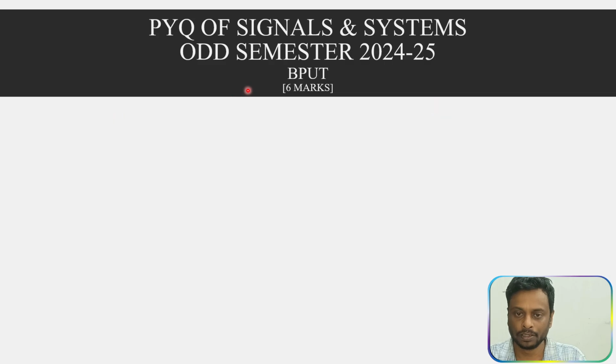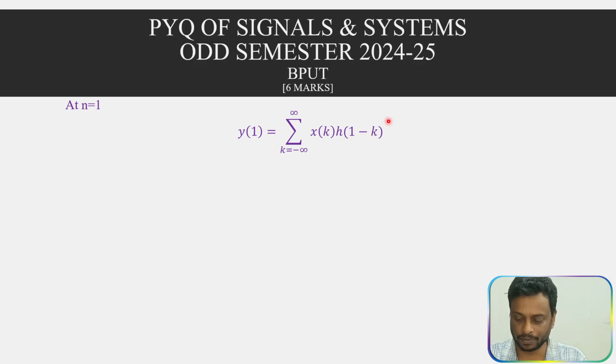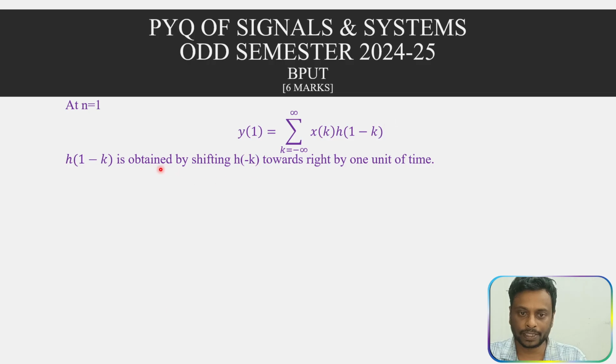Okay. So let us find out y of 1. So for y of 1, just put n value equal to 1. So this is the formula, x of k into h of 1 minus k. So let us find out what is h of 1 minus k. Okay. So h of 1 minus k is obtained by shifting h of minus k towards the right by 1 unit in time. Okay. So that is a time shift operation.